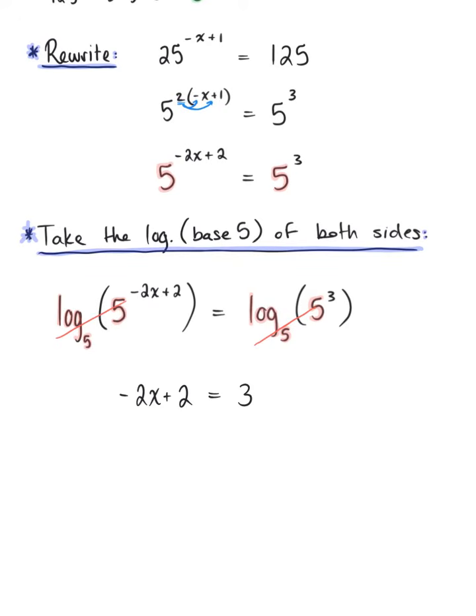So to solve for x, we are going to start here by subtracting 2 from both sides of this equation. And so we can see 2 minus 2 cancels itself out to 0, leaving us with a minus 2x is equal to 1. And last but not least, to isolate x, we are going to divide both sides of this equation by negative 2. So negative 2 divided by negative 2 cancels itself out to 1, leaving us with a beautiful final answer of minus 1/2.